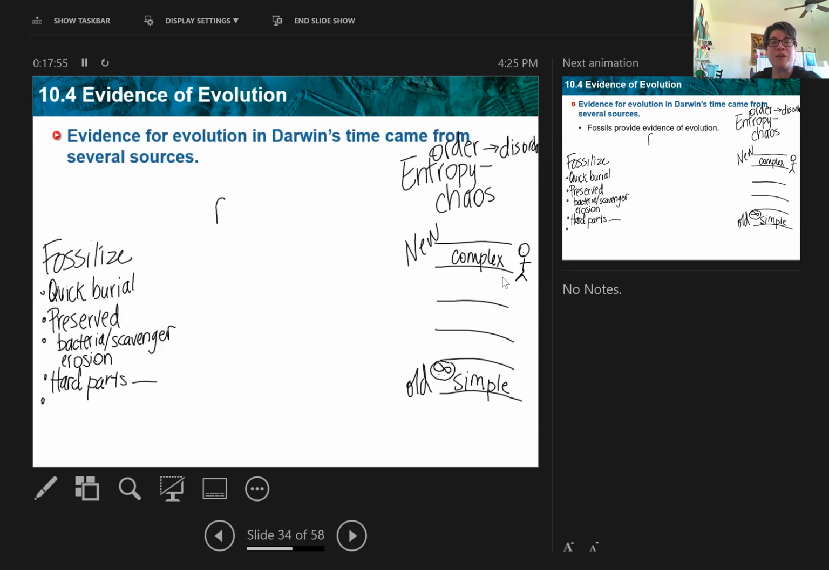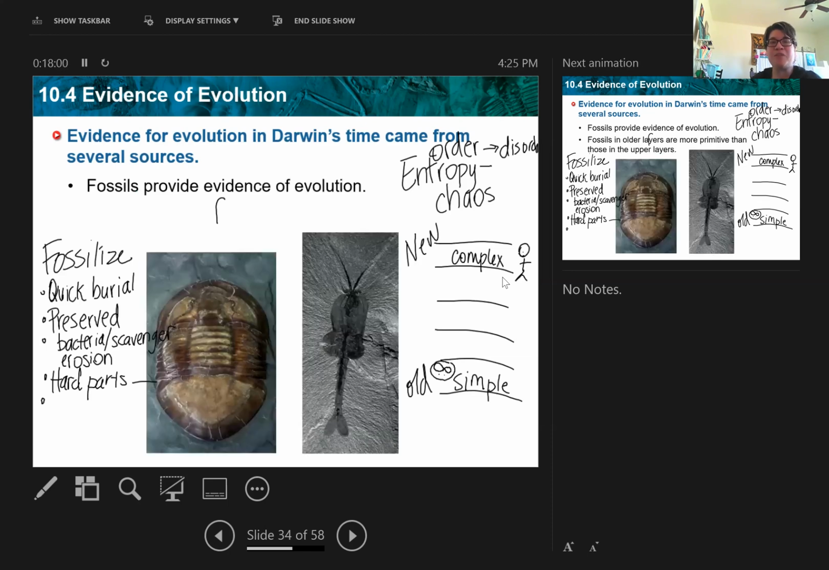So the first things that we look at, I have a lot of writing on here. The first things we look at that Darwin looked at for evidence for evolution was fossils. And we just looked at how similar they were. They're not living now, so we can't look at their genetics, but we can see if they're similar or not. These are on the left here, where it says fossilize. These are the factors that we need to fossilize something.